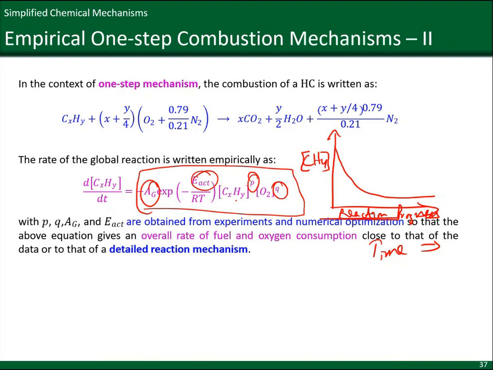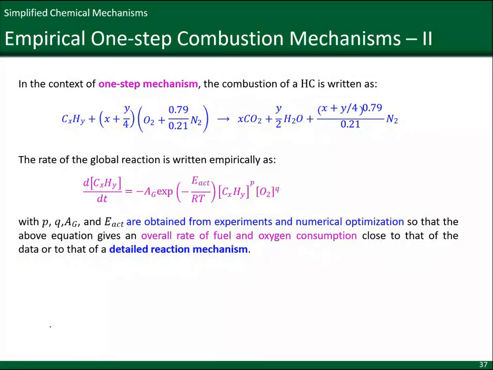And the thing is that as we said for the rate law, the values of P and Q are not equal to the stoichiometric coefficients, but they are determined experimentally. And so this will work only in a certain range of conditions for which we have experimental data.